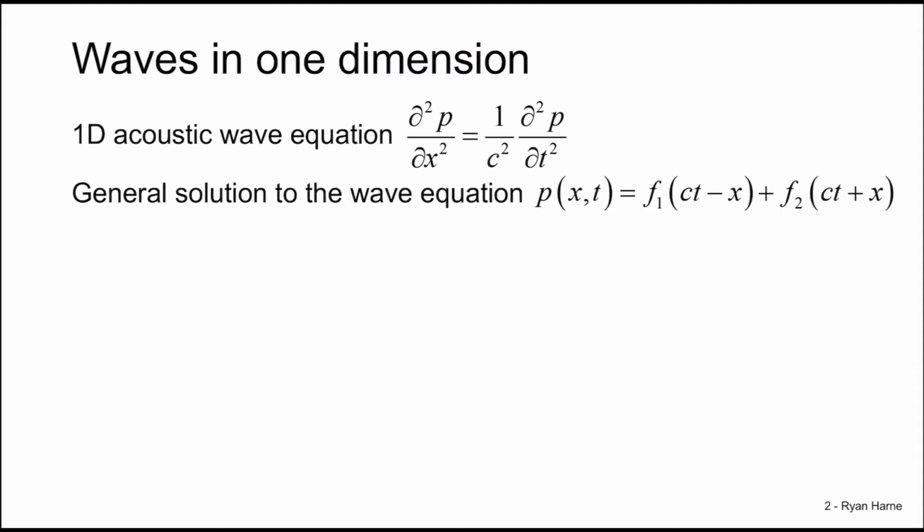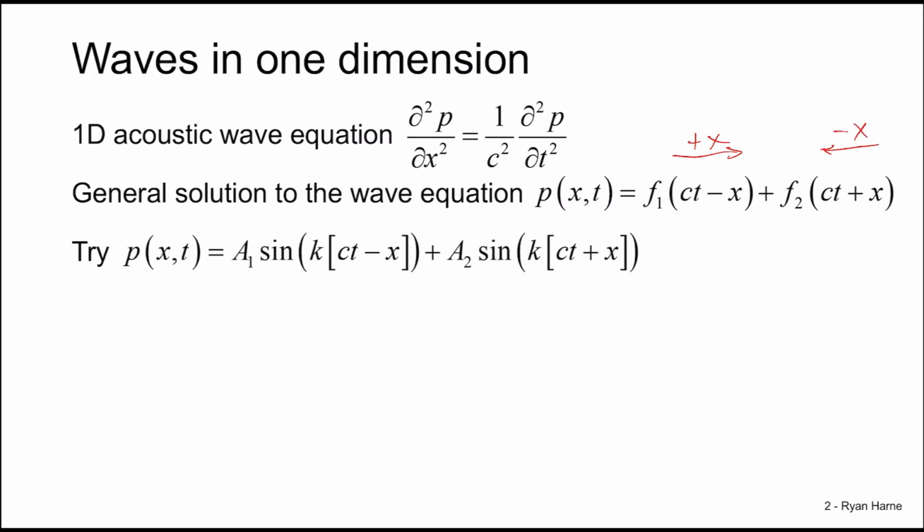D'Alembert found in 1747 that the general solution to the acoustic wave equation was a combination of functions, f1 and f2, that have arguments ct minus x, which meant waves propagate in the positive x direction, and the other argument for f2 is ct plus x, which meant that waves propagate in the negative x direction. Let's see if we can find functions f1 and f2 that satisfy the acoustic wave equation.